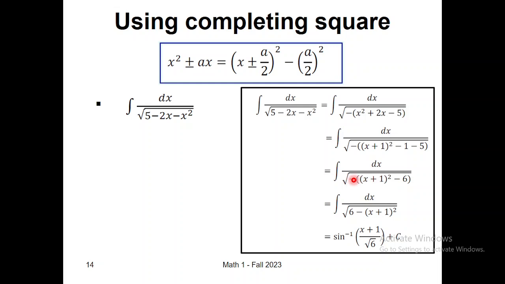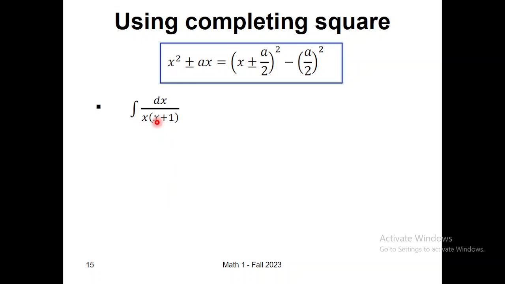We bring the negative into the bracket again. In this form, we can see that we have 1 over root of 6 minus x squared. Ignore the shift now. It is sine inverse. So the result will be sine inverse, but instead of x, we have to put x plus 1, and divide by the root of this number, which is root 6. Remember that sine inverse doesn't have 1 over a here. 1 over a exists in tan inverse only.